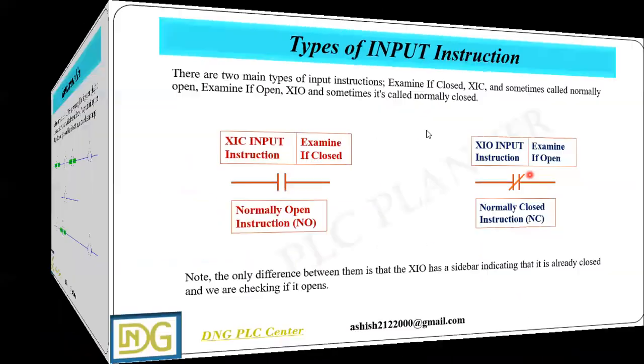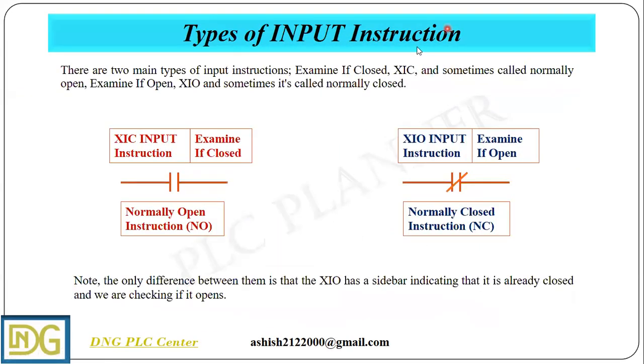So we will move on to the next slide. There are two main types of input instructions: examine if closed, XIC, sometimes called normally open, and second, examine if open, XIO, sometimes called normally closed. These symbols represent our XIC input.